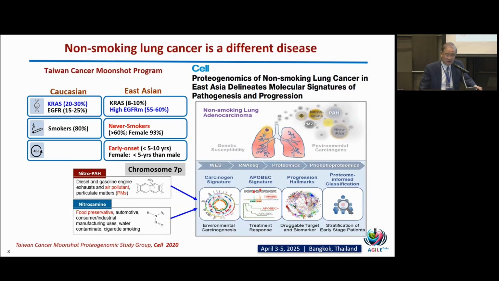So we did a lung cancer moonshot program to try to understand why non-smoking subjects develop lung cancer. In this comprehensive proteogenomic study, we found that there are some endogenous factors, especially the APOBEC signature, which is associated with the risk of non-smoking lung cancer. Another very important factor is environmental carcinogens, especially nitro-polycyclic aromatic hydrocarbons and nitrosamines, which are commonly found in air pollution, and nitrosamines are also used as food preservatives in this region. They are associated with EGFR and promote EGFR-mutant lung cancer progression.